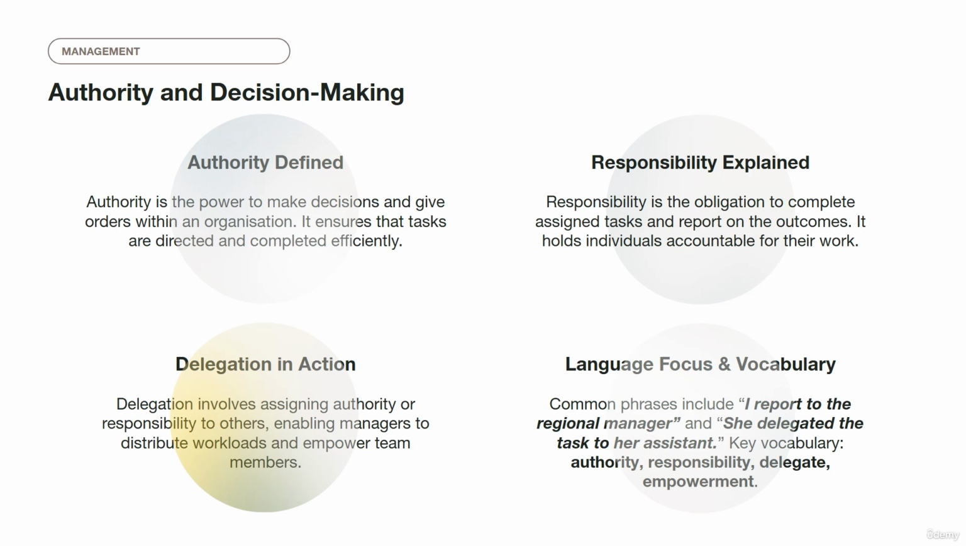Delegation involves assigning authority or responsibility to others, enabling managers to distribute workloads and empower team members. So language focus and vocabulary here, for example, I report to the regional manager, she delegated the task to her assistant. Key vocabulary around this: authority, responsibility, delegate, empowerment. So authority is who is in charge of what, responsibility is who has to do what, and delegation is when someone decides who is in charge of what and who has to do what. So delegation is assigning authority or responsibility.